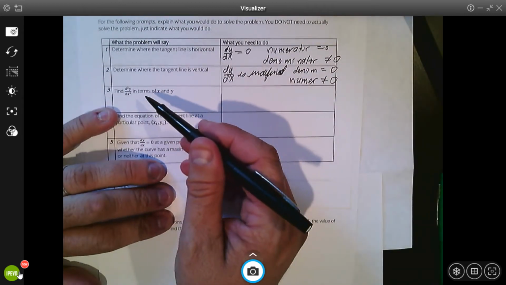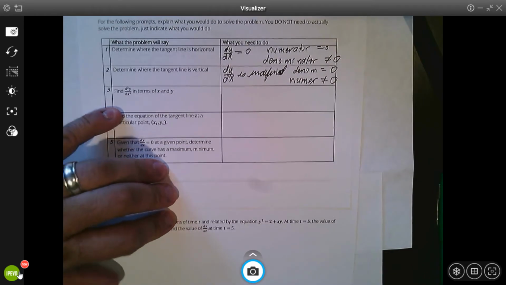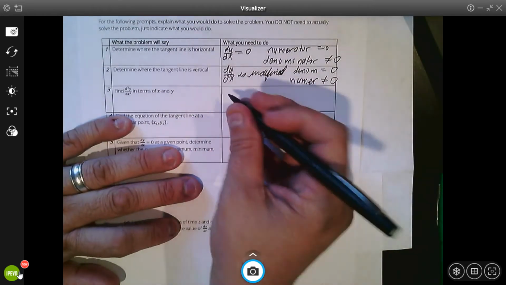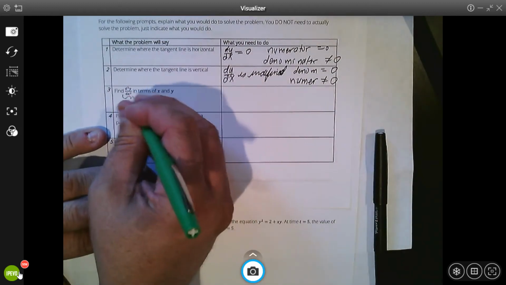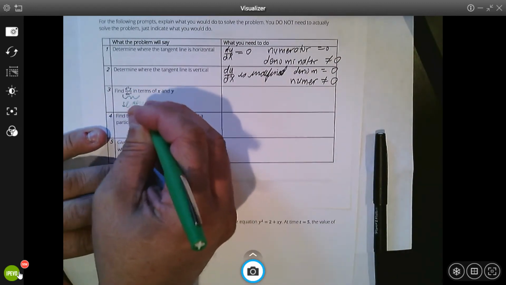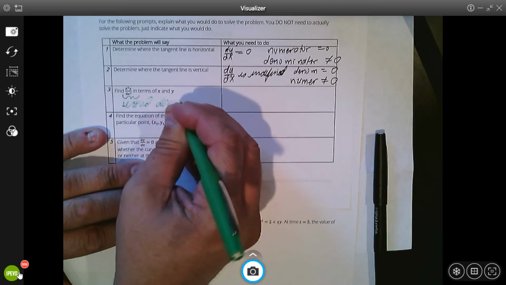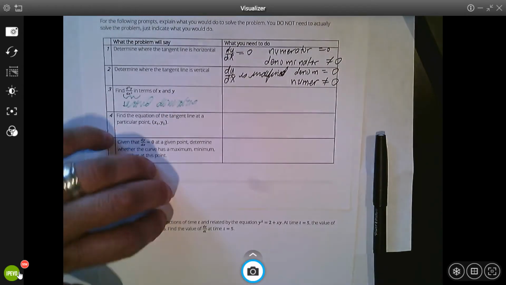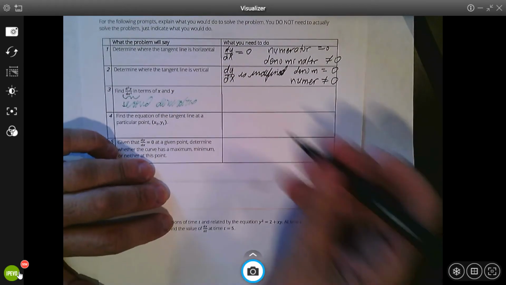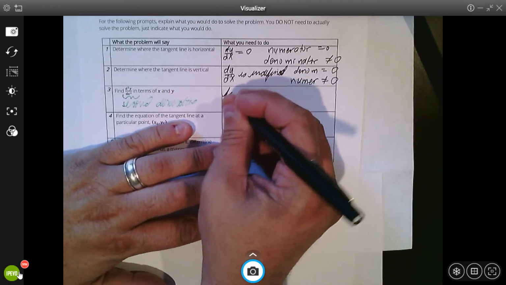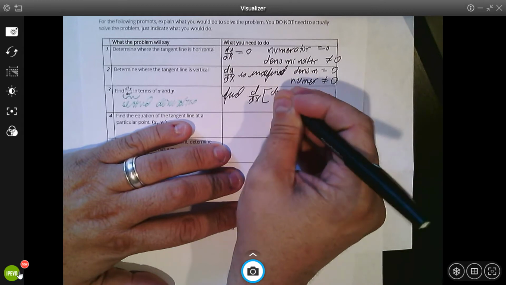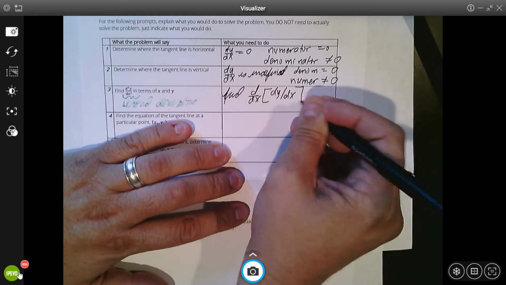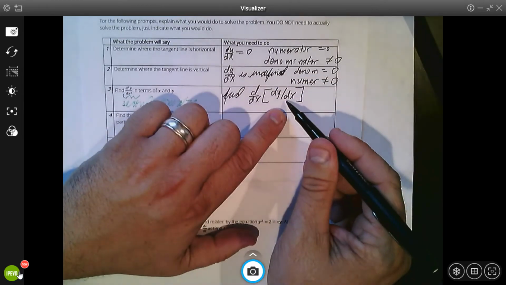Okay, if I want to find d squared y dx squared in terms of x and y, what this means is d squared y dx squared. You guys know that. That's your second derivative. That's the second derivative, so you're going to find the derivative with respect to x of whatever your first derivative is.